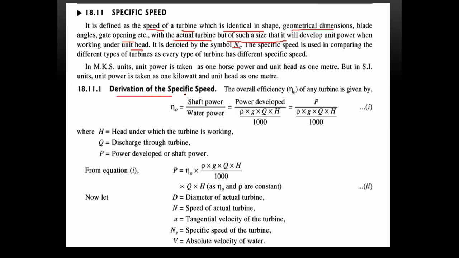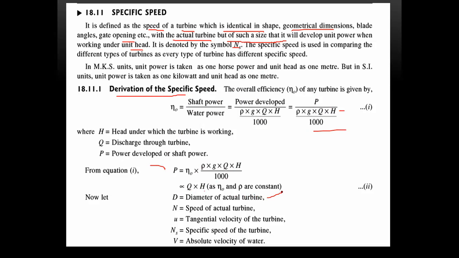Now the derivation of the specific speed. The overall efficiency of any turbine is shaft power by water power. The shaft power is equal to the power developed by water power. Keep it as equation 1. Now what is H here? H is equal to head, Q is equal to discharge, P is equal to power developed. Therefore from equation 1, P is inversely proportional to the discharge times H, where D is equal to the diameter of the turbine.